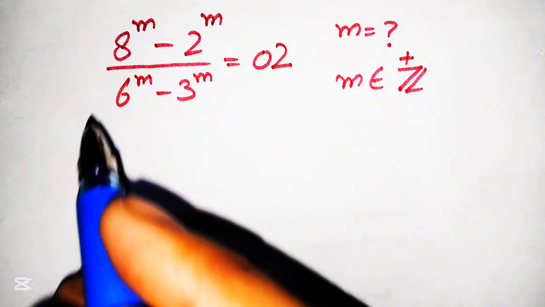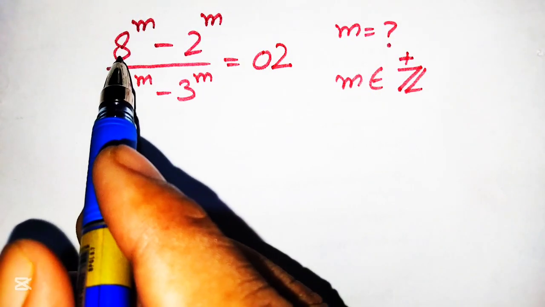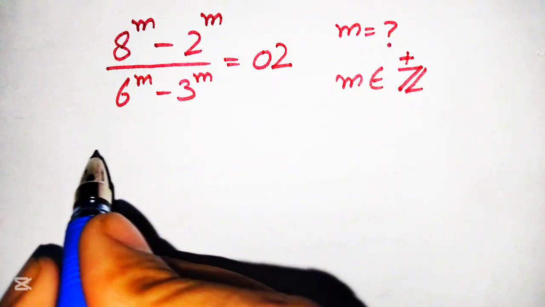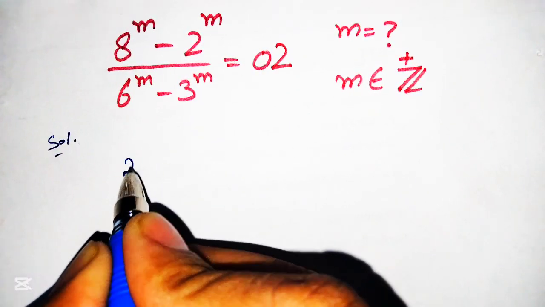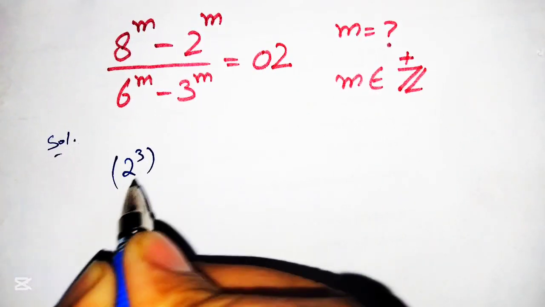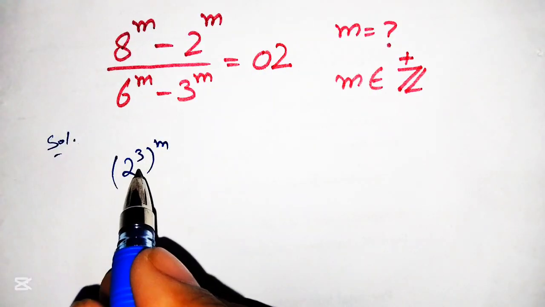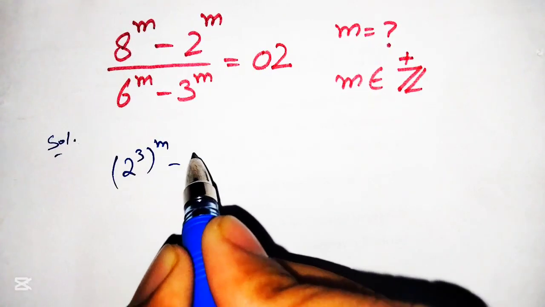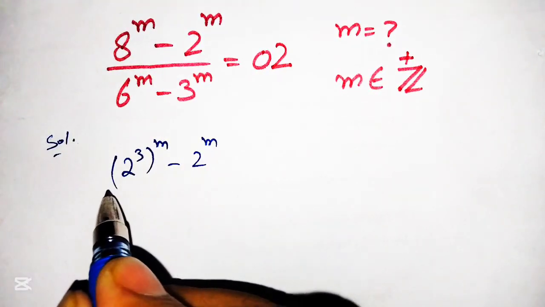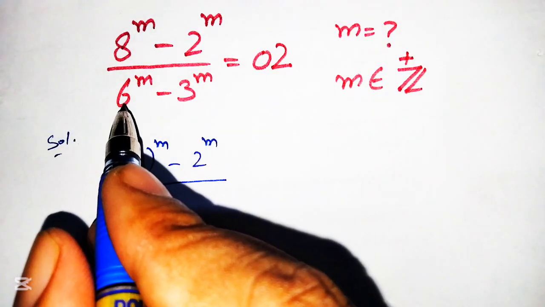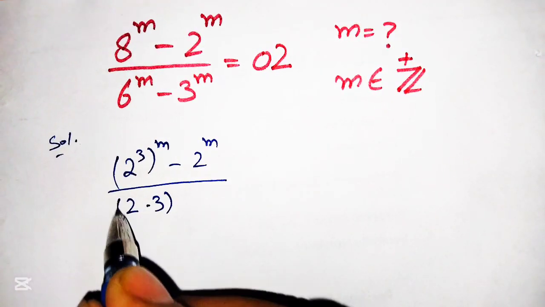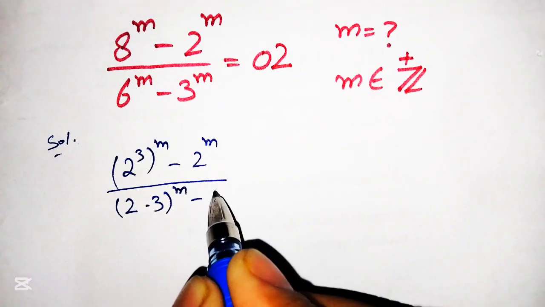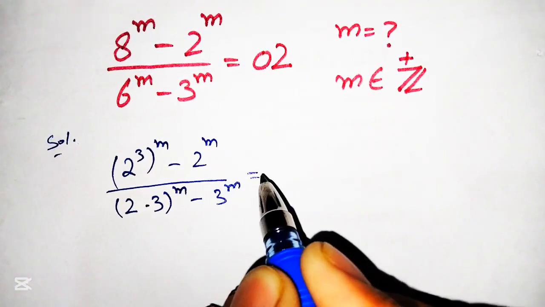To solve this, first we will rewrite this equation. This 8 can be written as 2 raised to power 3, so we can write (2^3)^m minus 2^m over, this 6 can be written as 2 times 3, (2 × 3)^m minus 3^m, is equal to 2.